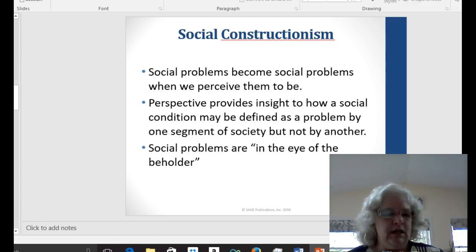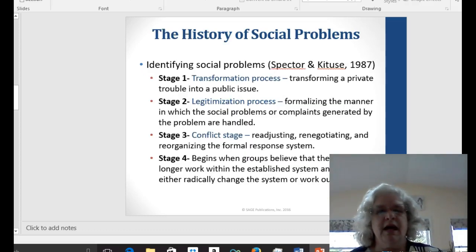All right. We're going to look at histories of social problems and how they come into place. Identifying a social problem means that it's gone through a number of processes. There's a transforming process where it's transformed from a private trouble to a public issue. Then a legitimization process, which is the formalization. It's generated so that the problems are being addressed, they're being brought up in the media, they're being shown to be important.